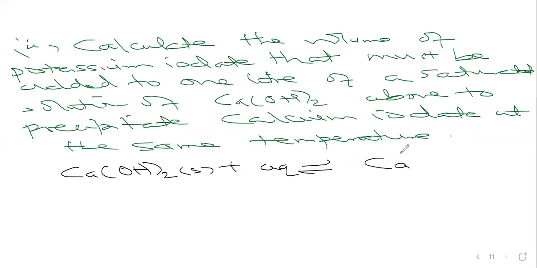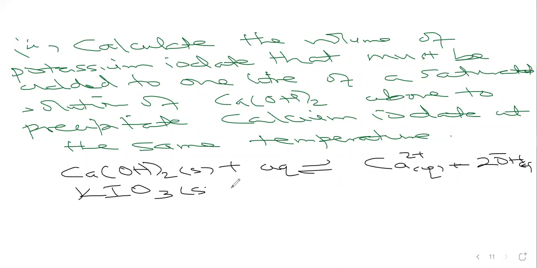It's giving us calcium ions and 2 hydroxide ions. To its solution, they are telling us to add potassium iodate. That's the formula of potassium iodate. It's a very soluble compound, and it will strongly ionize in solution to give us potassium ions and iodate ions.